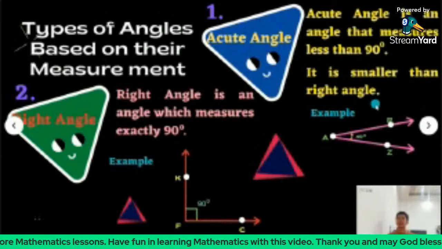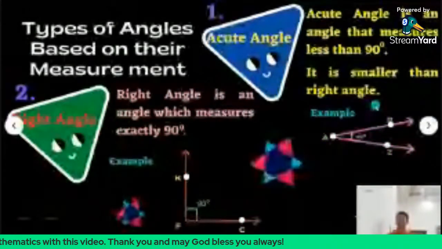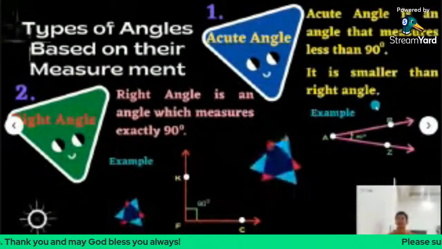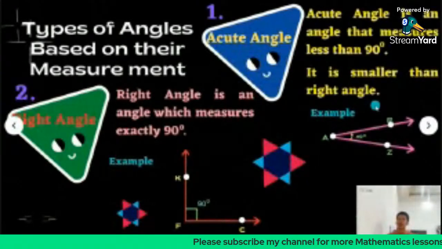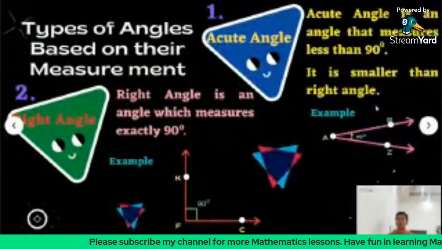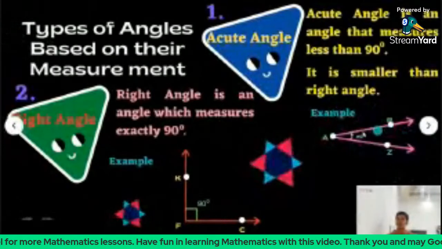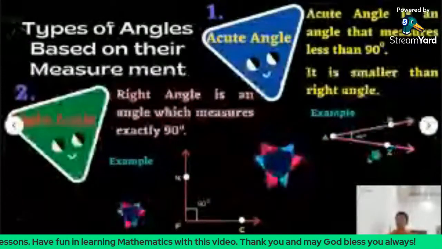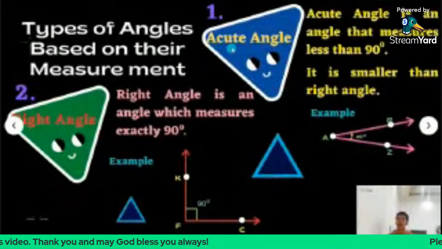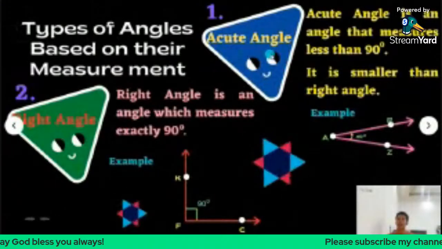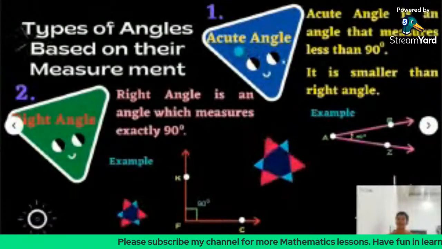So the measurement is in the interval 91 degrees to 179 degrees. Let's see an example. We have here angle BPU or angle UPB. As you can see, the measurement of this angle is 109 degrees, and 109 degrees belongs to the interval between 91 and 179 degrees. Therefore, this angle with the measurement 109 degrees is an obtuse angle.